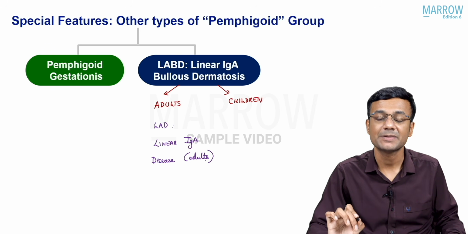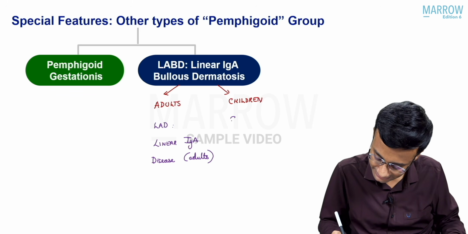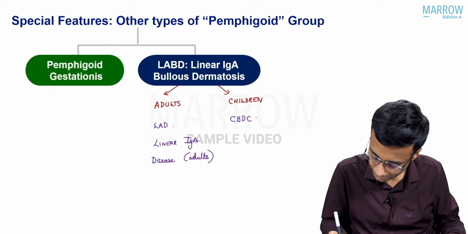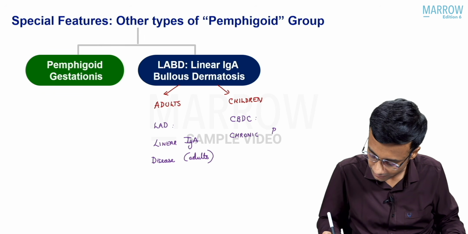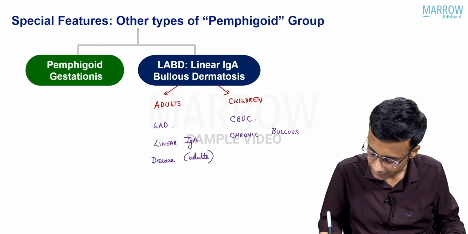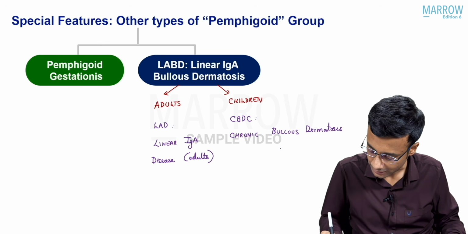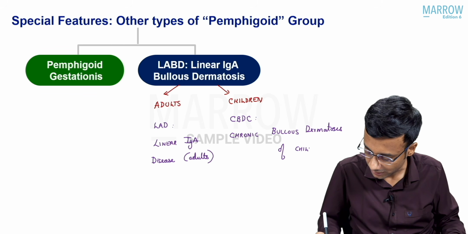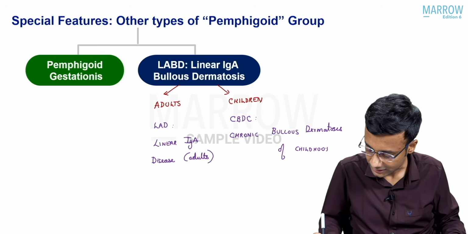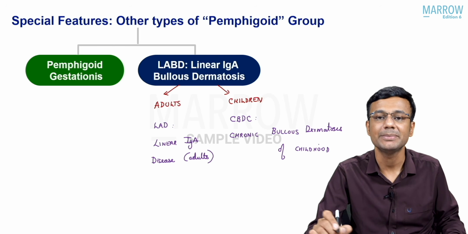Whereas in children, there's a very special name for this condition. It's called CBDC, which stands for chronic bullous dermatosis of childhood. This is termed as CBDC.